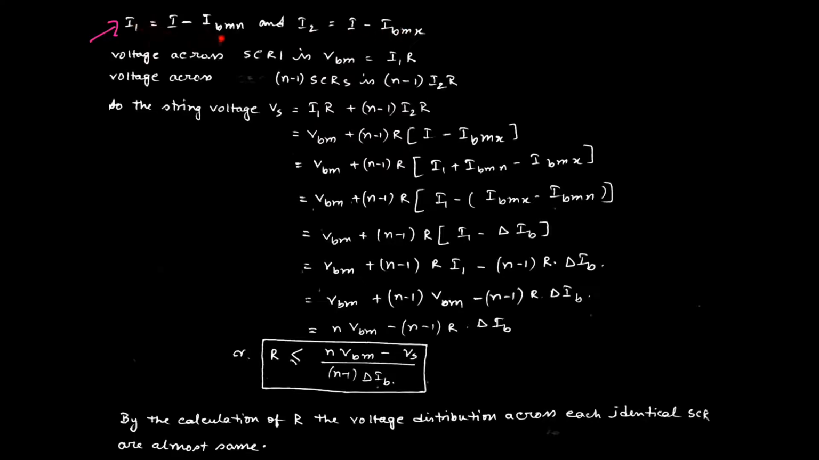So for the first SCR, I1 equal to I minus IBMN, and for the other SCRs which have equal leakage current, I2 equal to I minus IBMX. So the voltage across the first SCR, from the circuit diagram, is VBM equal to I1 into R, the voltage drop across the parallel resistance, and the voltage across the other n-1 SCRs can be defined by n-1 into I2 into R.